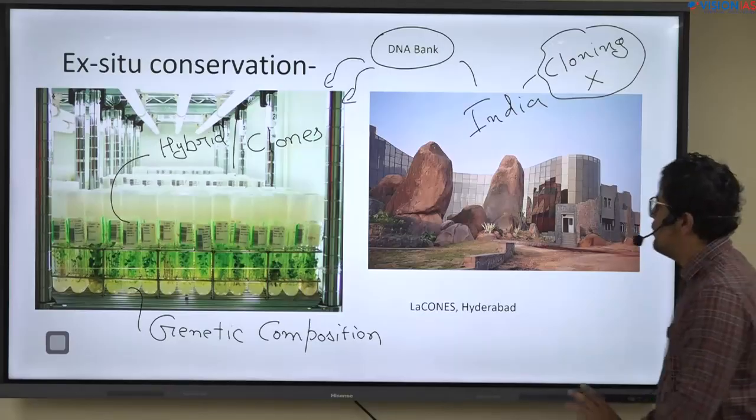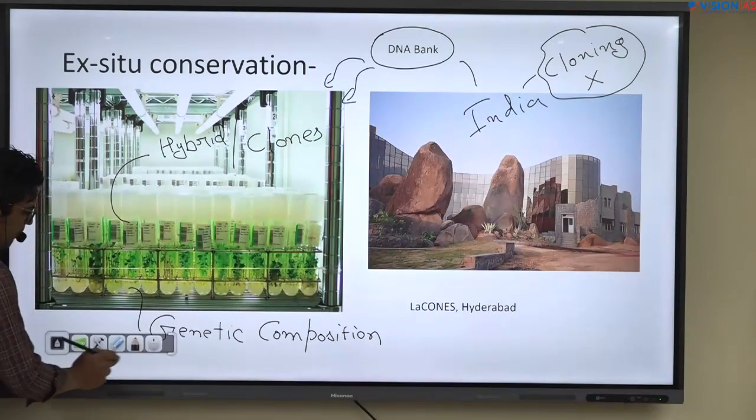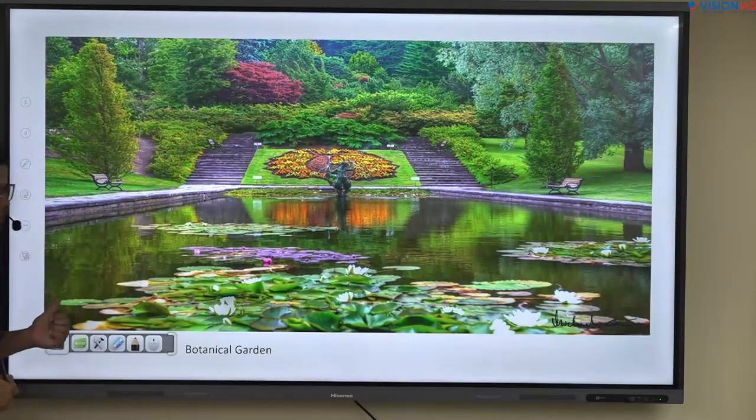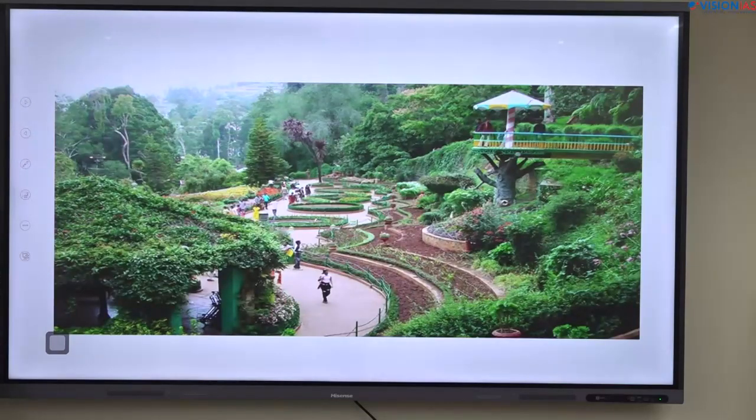Let's see some other examples of ex situ. Botanical gardens. Botanical gardens are established in cities. They are made in urban areas, cities. For example, this is the Botanical Garden of Ooty. If you go to this botanical garden, you will find more than 300 species of plants. It is a very big botanical garden and also a tourist attraction.